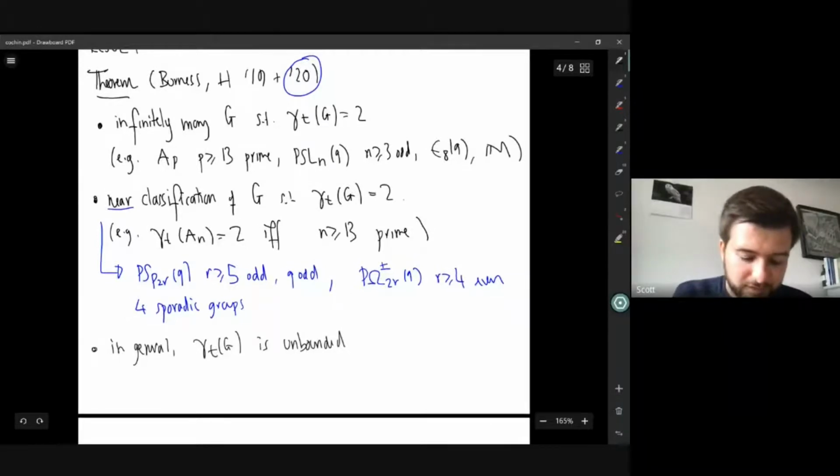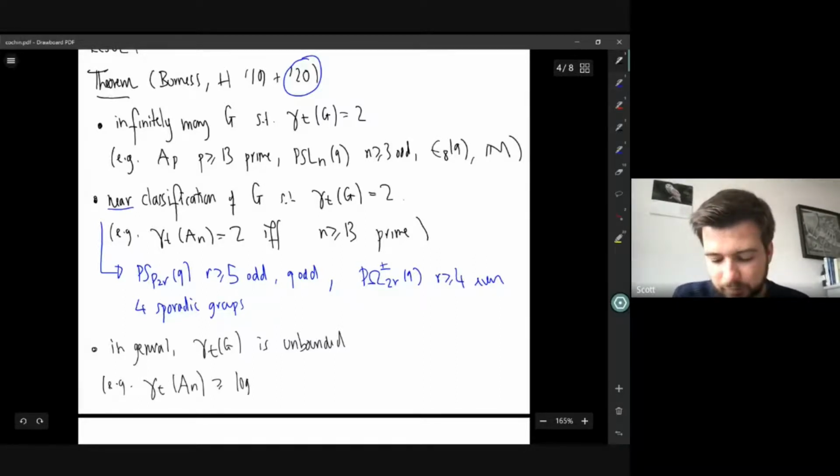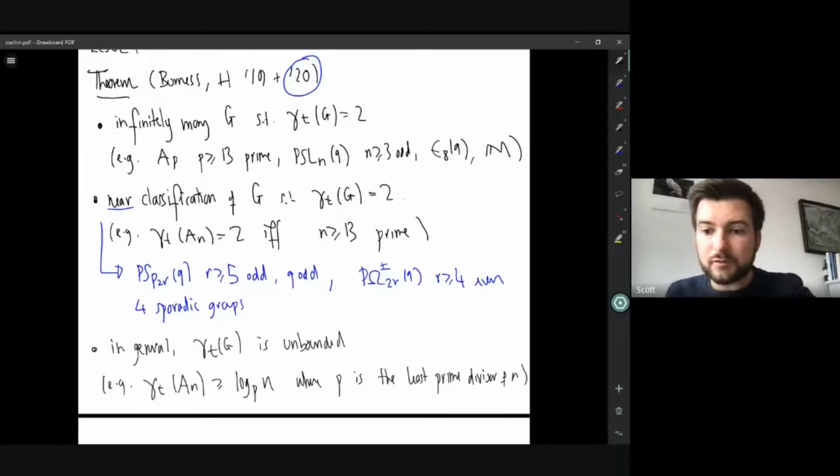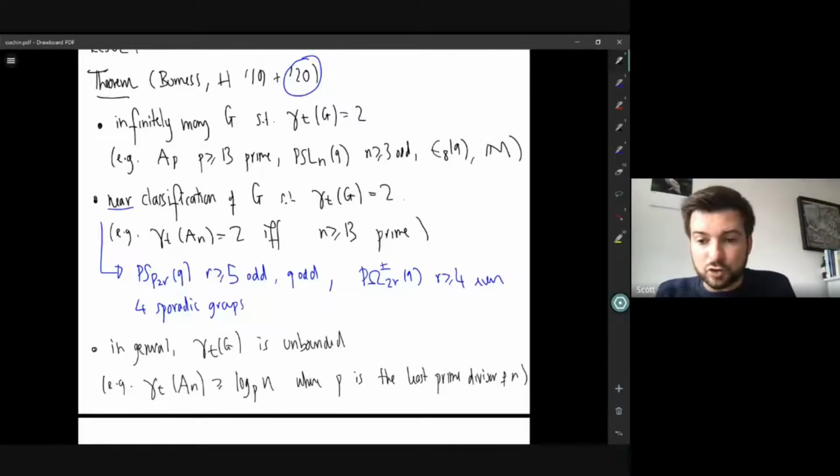So let me just give an example of that. Again, in the context of alternating groups, the total domination number of the alternating group A_n is always at least log_p n, where p is the least prime divisor of n. So for example, if n is even, then the total domination number has to be at least log base 2 of n.